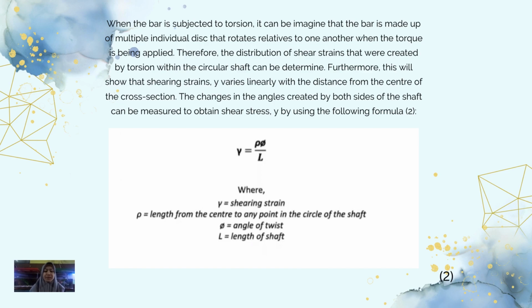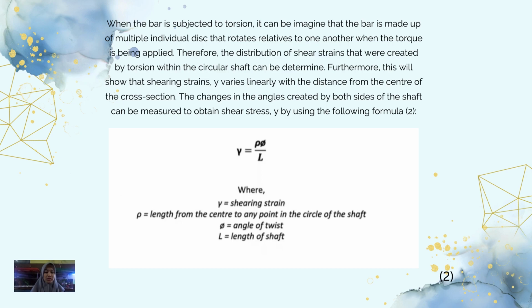When the bar is subjected to torsion, it can be imagined that the bar is made up of multiple individual discs that rotate relative to one another when the torque is being applied. Therefore, the distribution of shear strains created by torsion within the circular shaft can be determined. Furthermore, this will show that shearing strains vary linearly with the distance from the center of the cross-section.